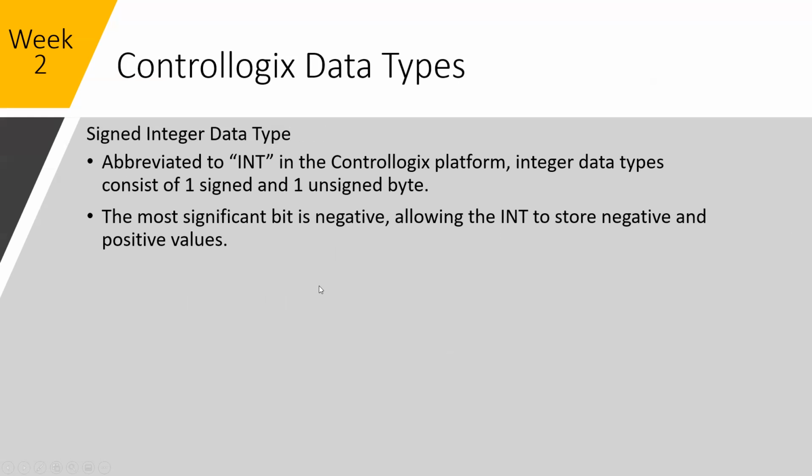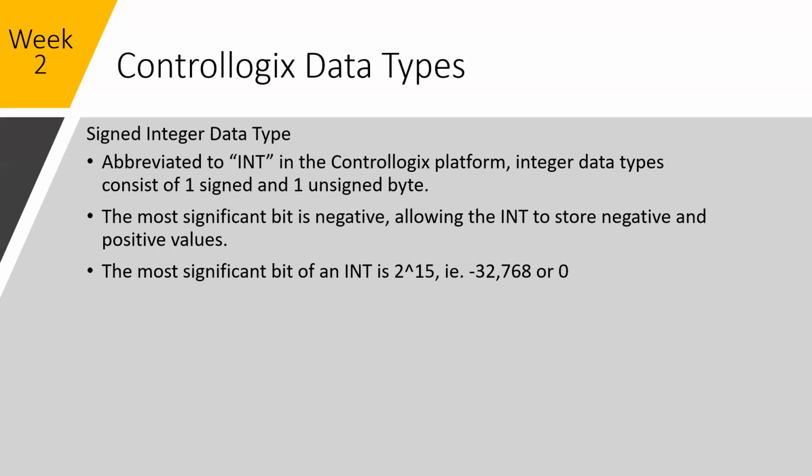So the most significant bit, again, that's the one all the way to the left, allows the integer to store negative and positive data points. That means that if only the 15th bit were true, the integer value is negative 32,768. The least significant bit is 0.